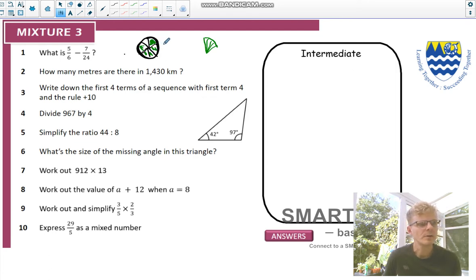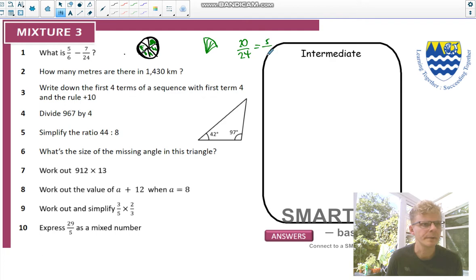Okay, so my question is then, how many 24ths would 5 of these 6ths be? Well, let's count through our shaded bit. This would be 4 of my 24ths. This would be another 4. So I've got 4, 8, 12, 16, and 20. So I would have 20 24ths. And that's what we call an equivalent fraction. That is exactly the same as 5 out of 6.